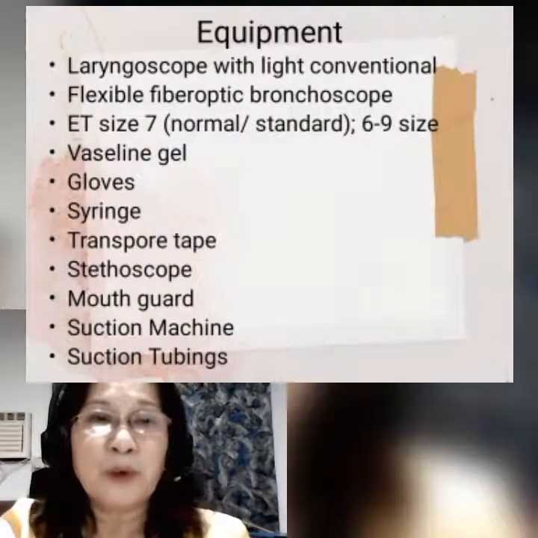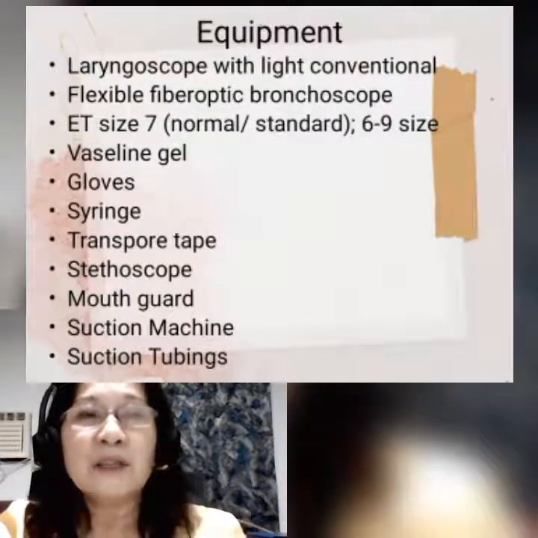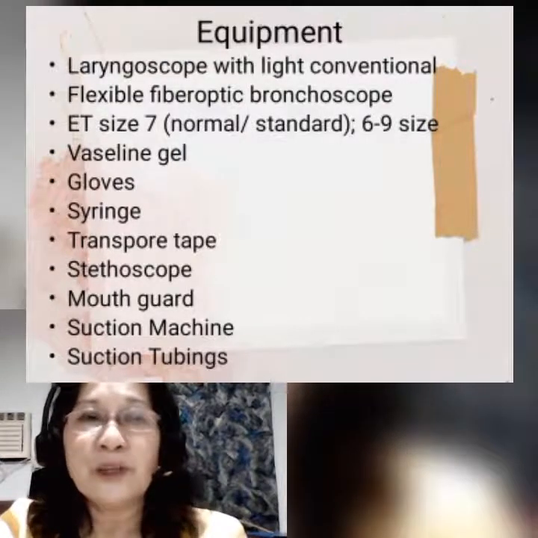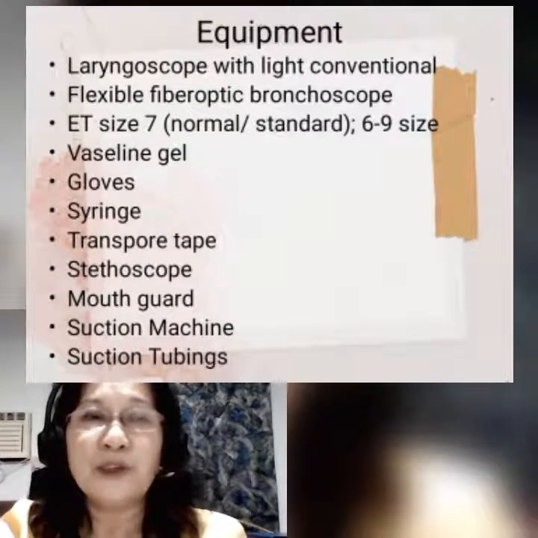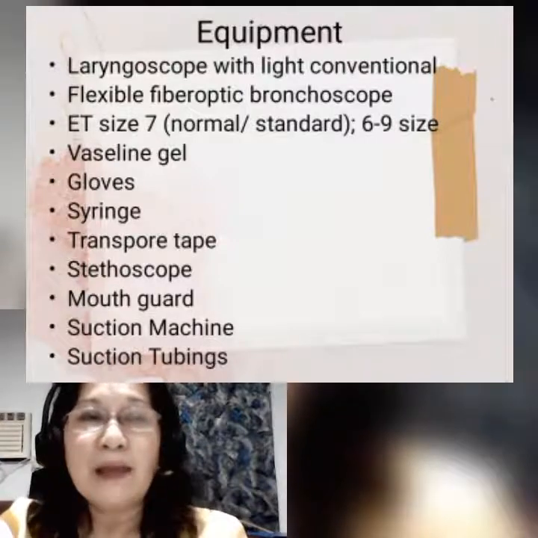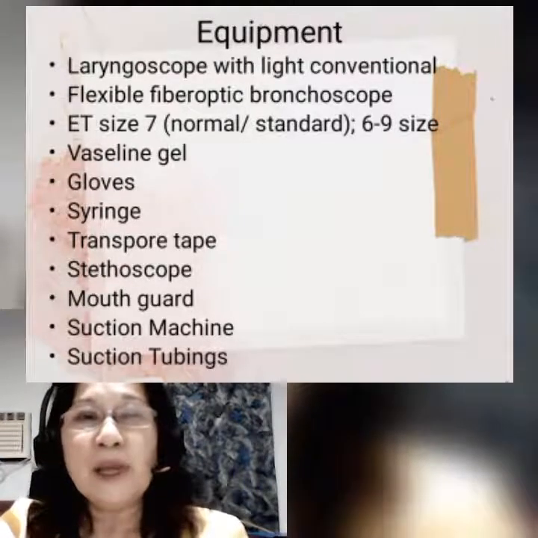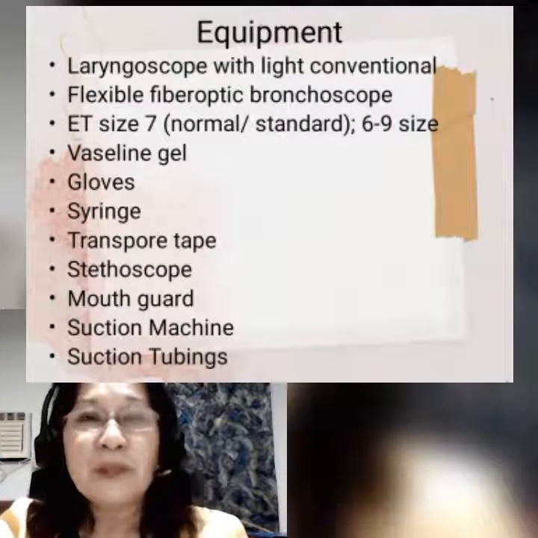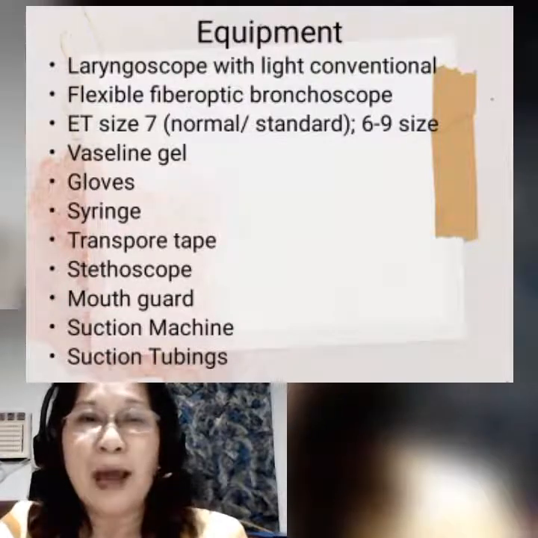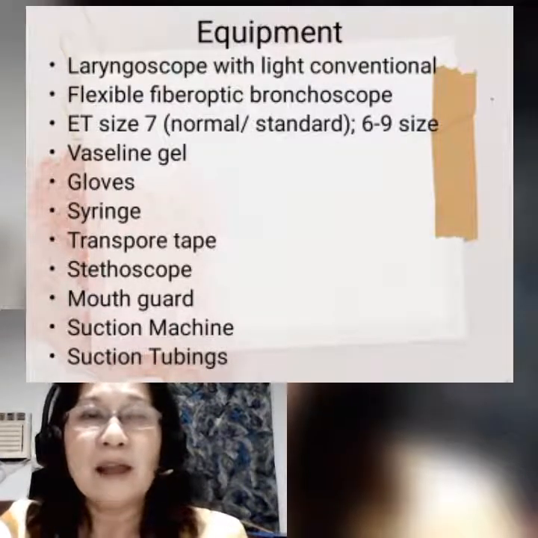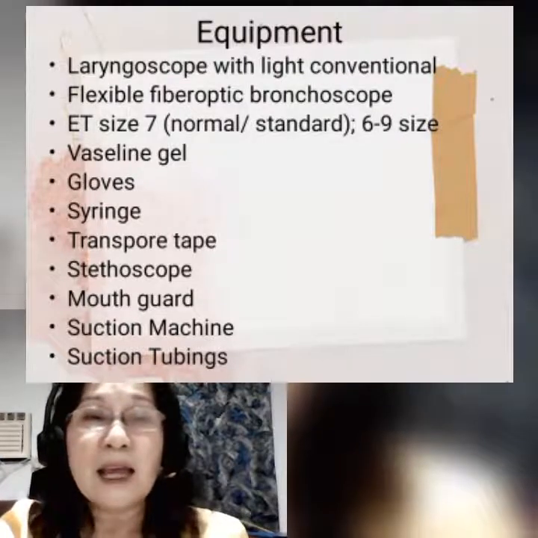Okay, then other one, we have some equipment that you are supposed to prepare during intubations. So first is the laryngoscope. So there is a light, the conventional one with light, and then the flexible fiber optic bronchoscope, and then the ET size. Normally, we are using size 7 for intubation, but the different sizes of your ET is from 6 to 9. The smallest is 6 and the biggest size is the size 9.